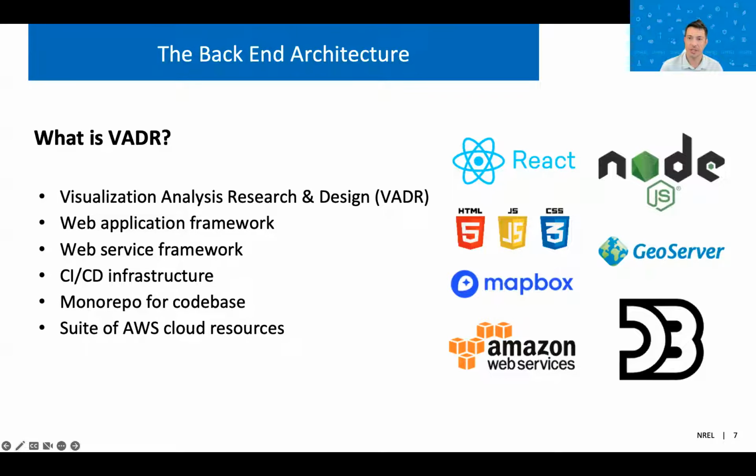So the backend architecture is something that we call VADR, and this stands for Visualization, Analysis, Research, and Design. Obviously, no affinity to Star Wars. This essentially is a framework that combines web applications, web services. It also integrates continuous integration, continuous deployment infrastructure, so CI/CD, and it's all built within a monorepo for the code base.